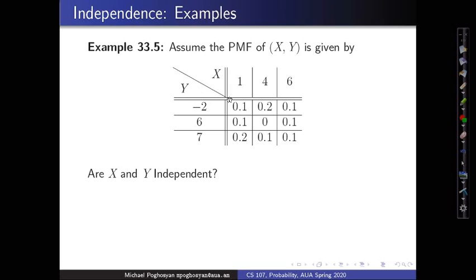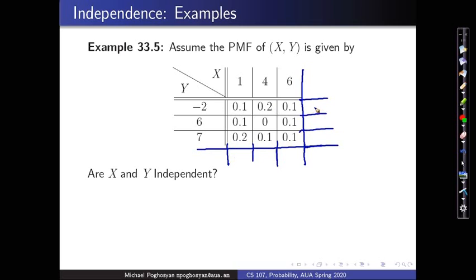Another kind of problem: we have the joint PMF, and we want to check if X and Y are independent or not. So assume the PMF of X and Y is given through this table. X is taking these values, Y is taking these values, and the joint probabilities are written in this table. So we want to see if X and Y are independent. To that end, I'm first calculating marginal distributions, marginal PMFs. So here I'm writing the sum. So this is the marginal for Y.